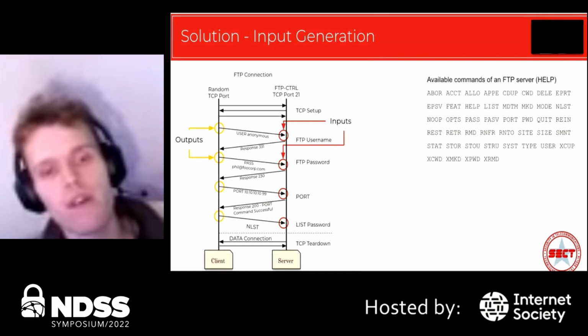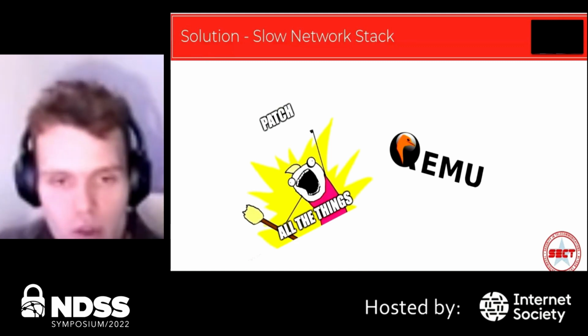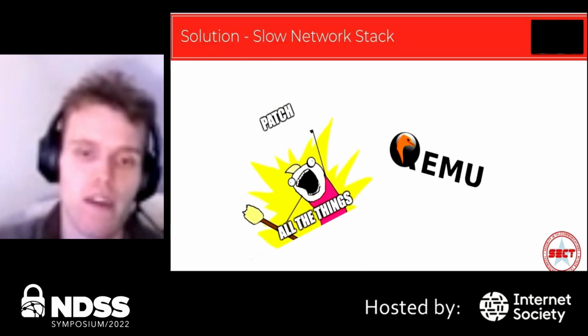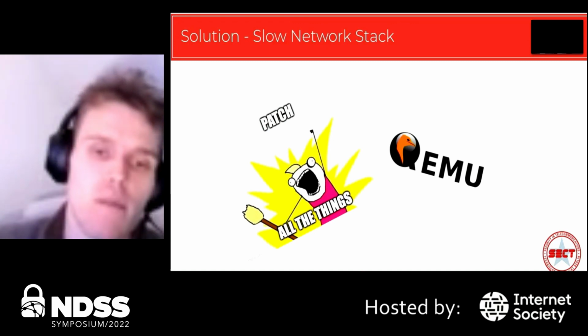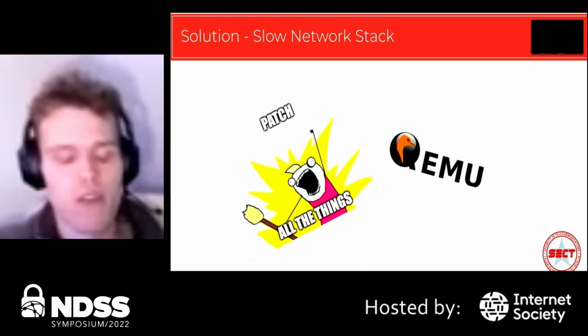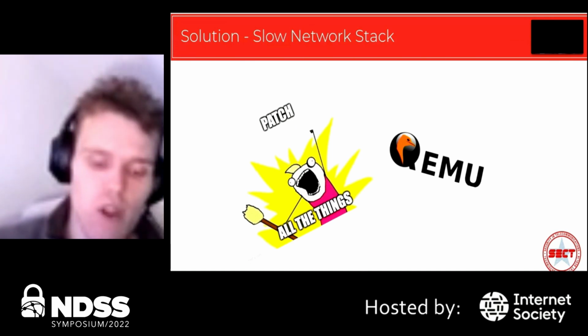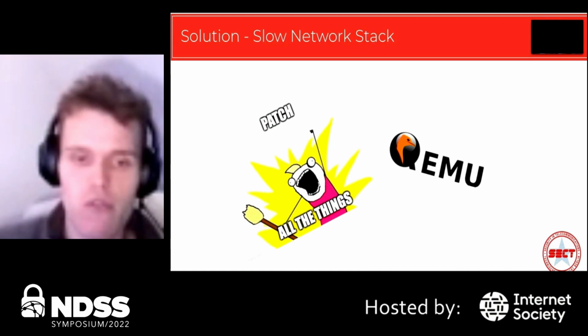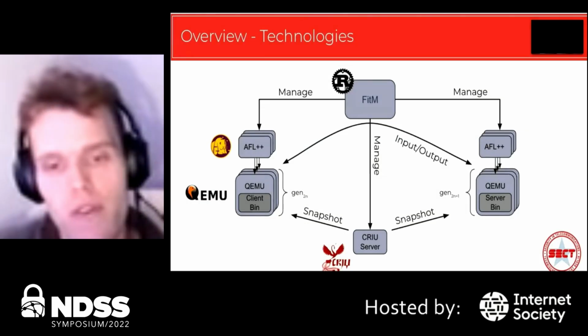And the third problem that Dominic mentioned was the slow network stack. For that, we are patching the QEMU syscall translation layer in order to remove as much kernel code as possible and to speed up the whole thing. So those are the general ideas.